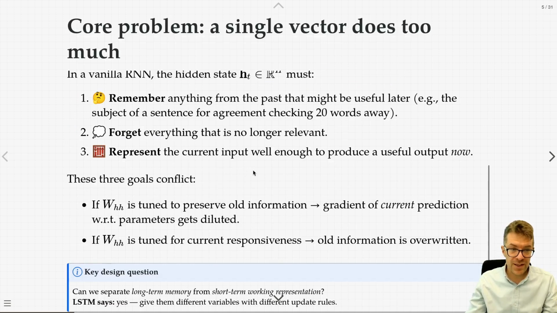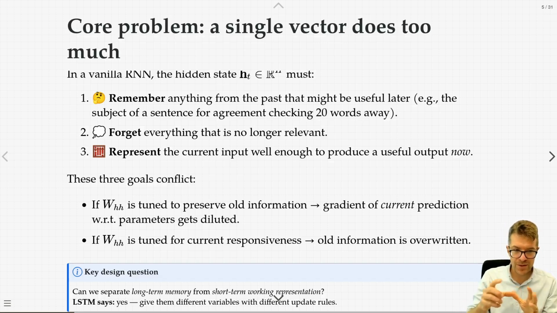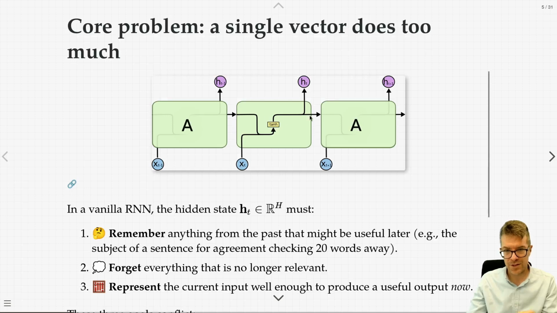Now, unfortunately, not only is it difficult to compress information in a restricted space like this, but these goals can conflict. If your recurrent weights W sub HH, the recurrent weights of the hidden layer back into itself, which is essentially this component over here in this diagram.